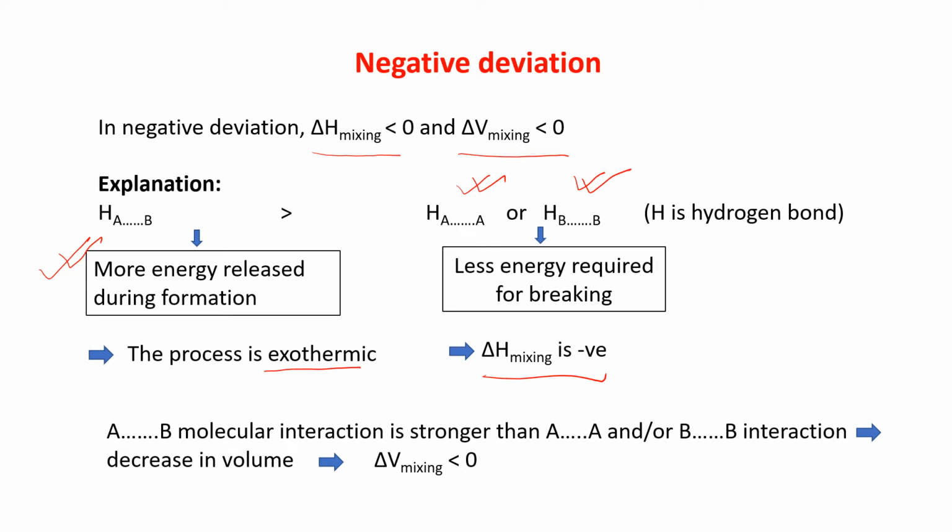AB molecular interaction is stronger than AA or BB interaction. So there is a decrease in the volume also. As the molecular interaction of the solution formed by A and B is stronger than AA bonding or BB bonding interaction, there is a decrease in the volume and it results in delta V mixing less than 0. It is just the reverse of positive deviation.